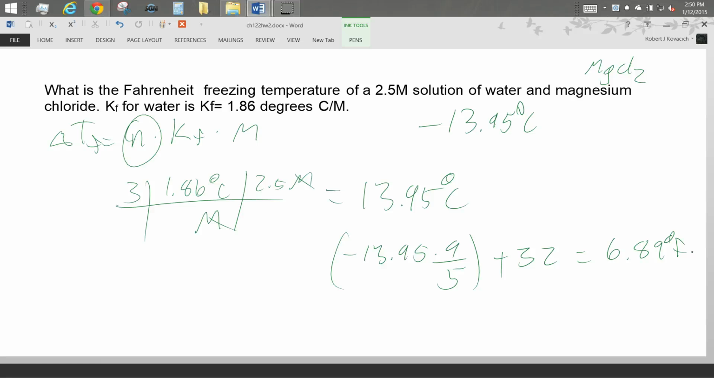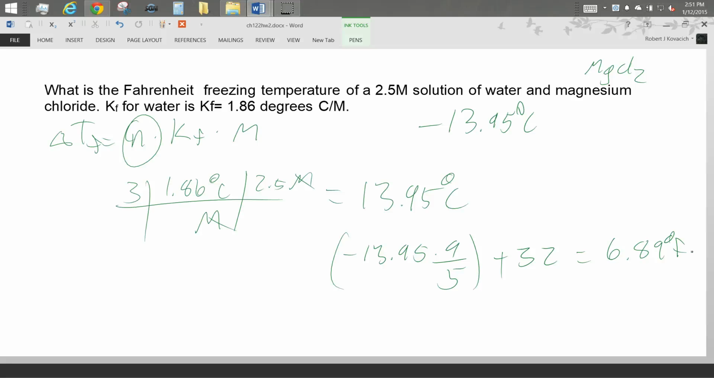Is everybody okay with me saying 13.95 is the change? So how did I know that it was negative 13.95 degrees C for the change in the freezing point? Because it drops. It only can ever go down. The freezing point will only get colder. So if this is the change and it's 0 for Celsius, then this must be the number for Celsius. And then you just have to plug it into this equation.